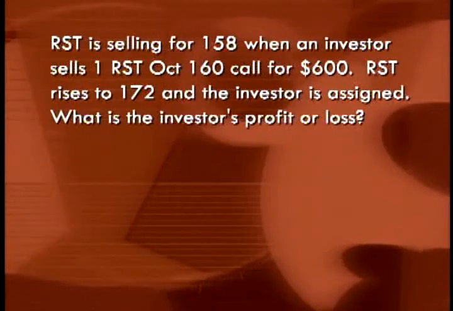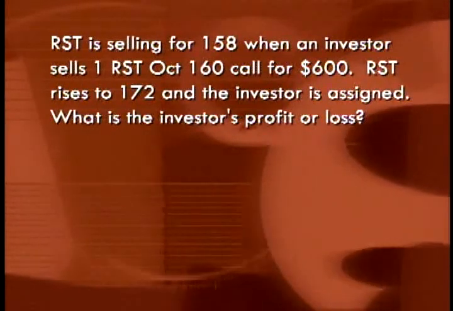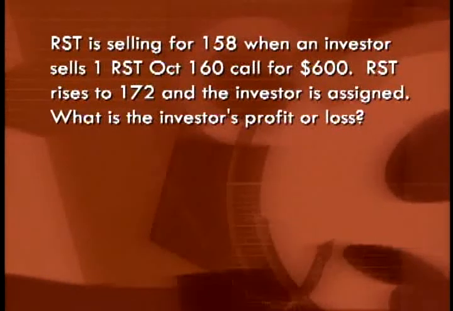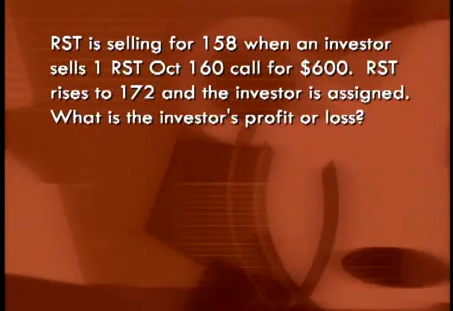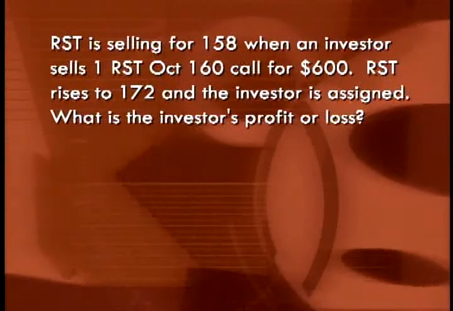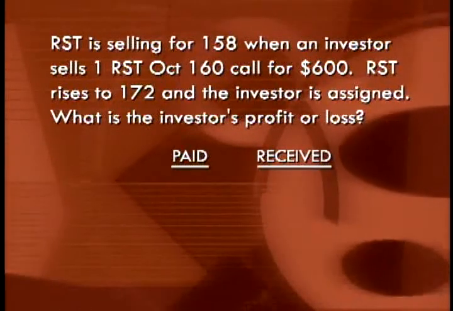Here, let's try one more example because these can be a little bit more complicated. In this particular case, the stock is selling for $158, and the investor does sell a call at that point for $600. The stock goes up, and the investor is assigned. Now, what's the profit or loss? Again, the words profit or loss imply that we should use a T-chart to help solve the problem.